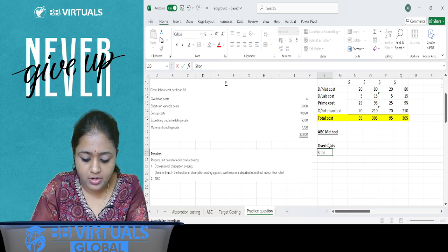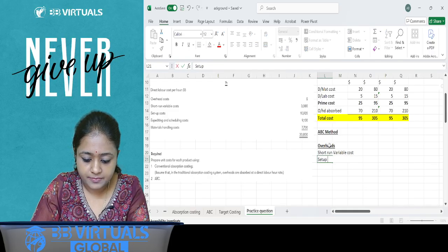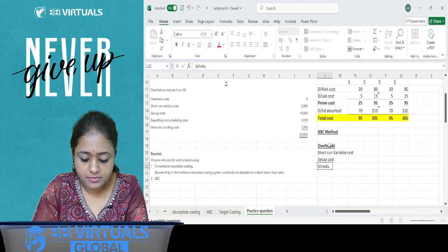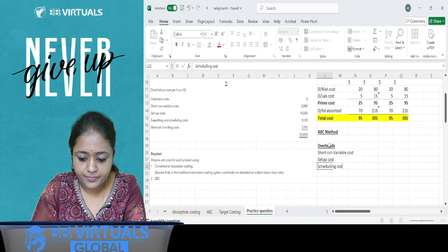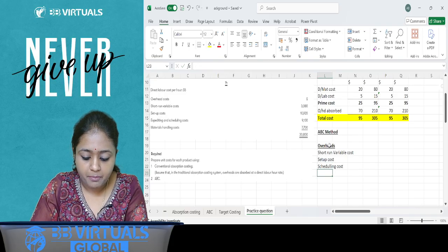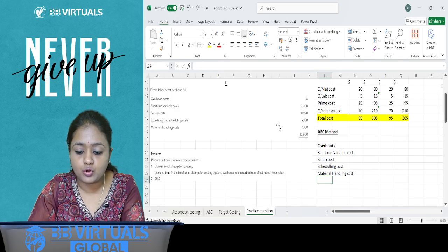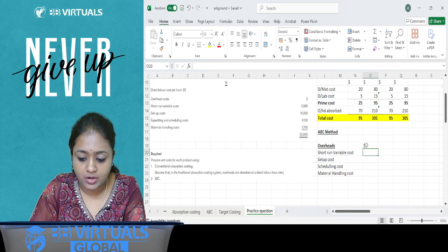Overheads are the short run variable cost, setup cost, scheduling cost. Then we have material handling cost. We have just seen some examples as to how to use the cost drivers. We will use that. But here first I will write their dollar values.